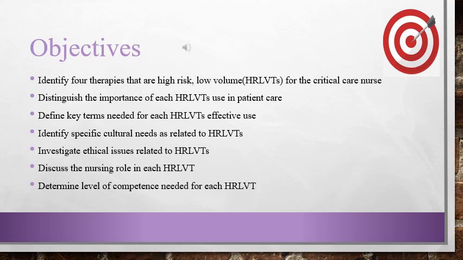These are the objectives I would like to cover for high risk, low volume. Hopefully by the end of this, you'll be able to identify 4 therapies. You will be able to identify the importance of each and the key terms related to each one. I want you to be able to see some specific cultural needs related to these therapies. And we're going to also investigate a few ethical issues related to a few of them. And we're going to discuss your nursing role and maintaining your level of competence with these therapies.